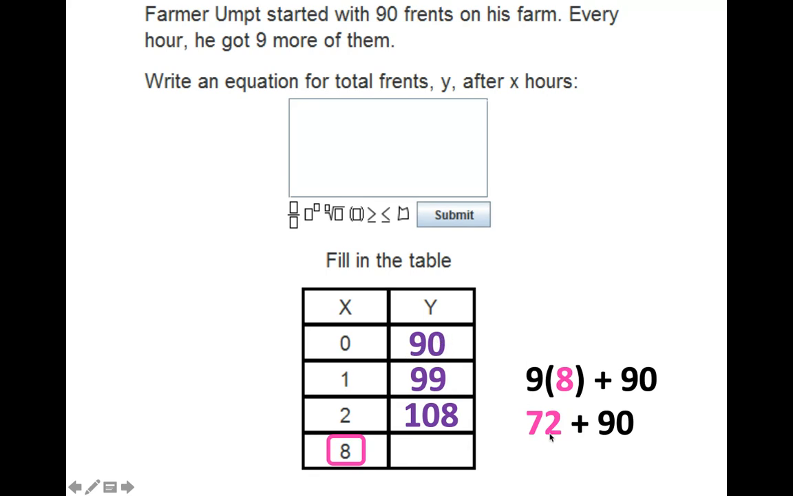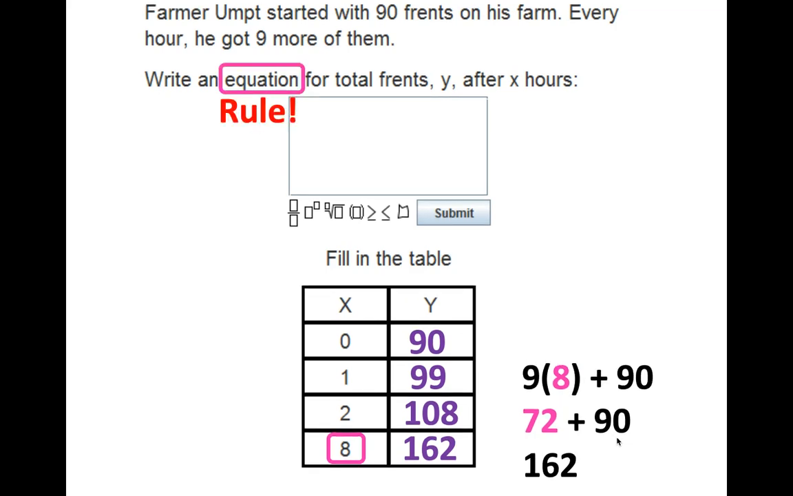After 8 hours, we got 9 more every hour. After 8 hours, we've added 72 to the original amount. 72 plus 90 is 162. So we're using that rule without really using the rule. Okay, that's the rule right there.